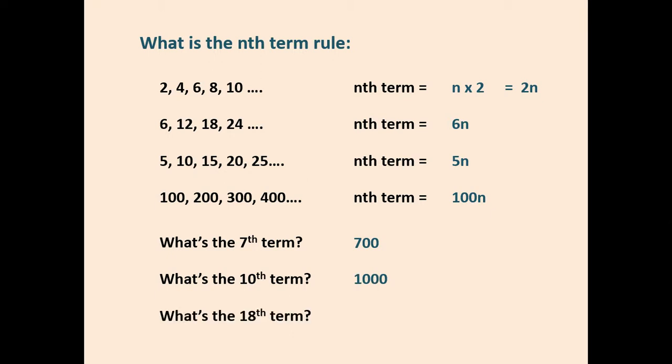What about the 18th term? How would I work that out? Again, 18 is the term I'm interested in, so it would be 100 times 18, and that would be 1,800.